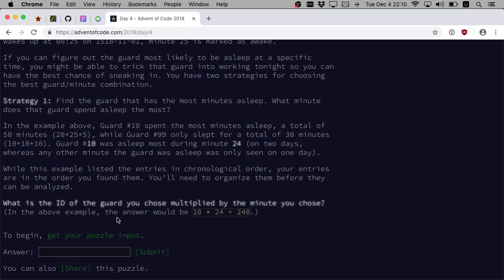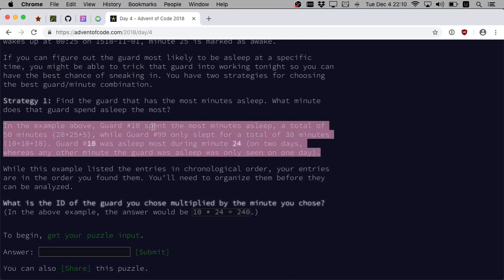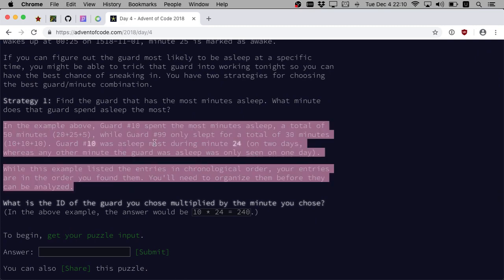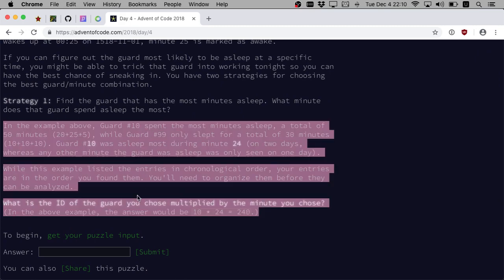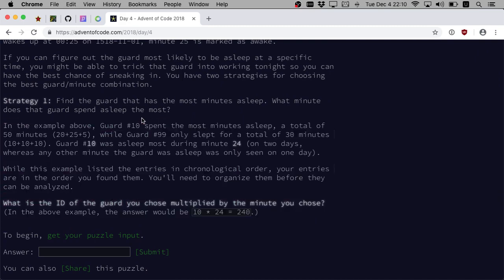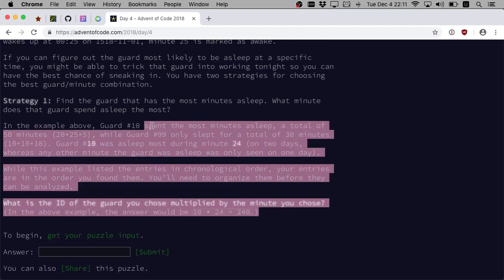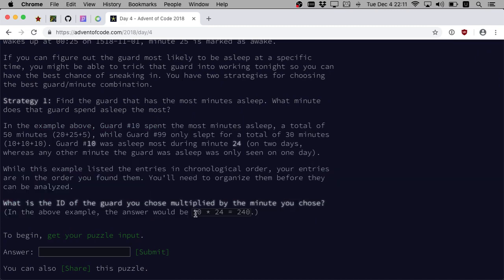In the example above, guard 10 spends the most minutes asleep, a total of 50 minutes, while guard 99 only slept for a total of 30 minutes. Guard 10 was asleep most during minute 24 on 2 days, whereas any other minute the guard was asleep was only seen on 1 day. While this example listed the entries in chronological order, your entries are in the order you found them. You'll need to organize them before they can be analyzed. What is the ID of the guard you chose multiplied by the minute you chose? In the example above, the answer will be 240.